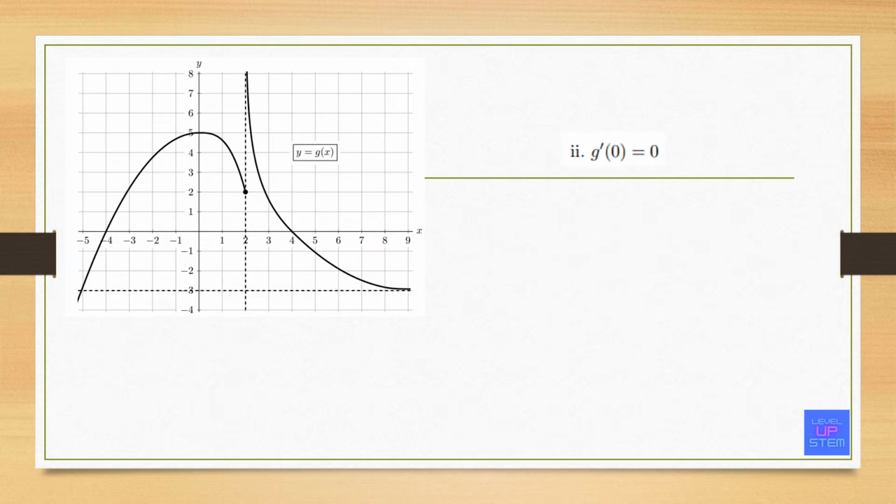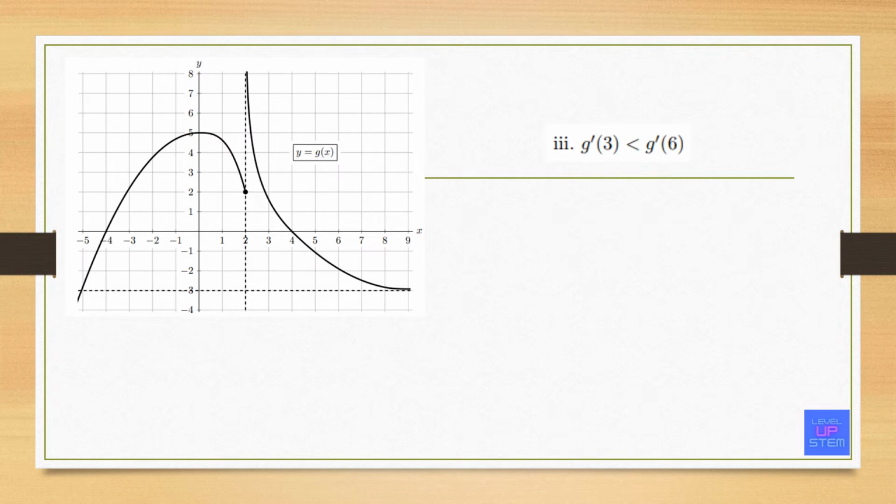For the second one, we have g prime of 0 equals 0. Well, that would be true, because g of 0 is a maximum value. So we have, again, that tangent line there is a 0 slope, so the maximum value would have a 0 slope.